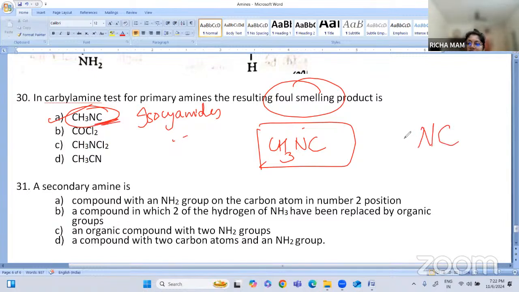Your nitrogen will be attached; the attaching atom is nitrogen. When you have CN, it is cyanide. Okay, NC is isocyanide. Next question.